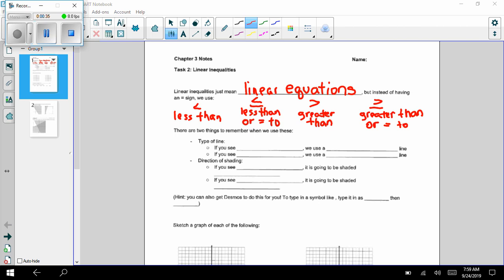There are two things to remember when we use these inequalities. First of all, you need to consider the type of line you will draw. If you see a greater than or equal to or a less than or equal to, we use a solid line. If you see a greater than sign or a less than sign, you use a dotted line.